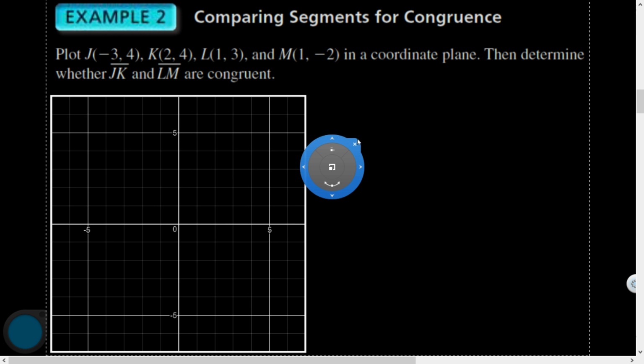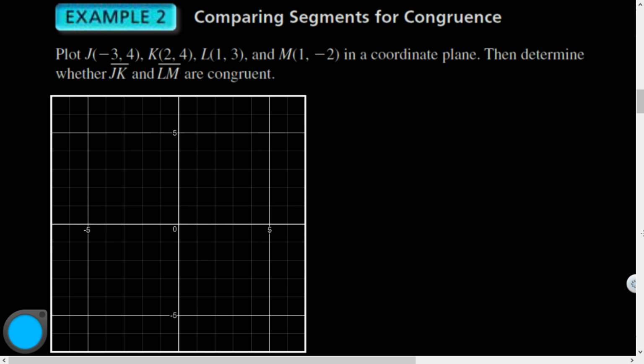So here's example 2. All right, plot. Oh, wow. Maybe we haven't plotted points in a while. Let's plot J at -3, 4. So here's a two-dimensional coordinate plane starting at the origin where the y-axis and x-axis intersect. The positive x-axis is over here. The positive y-axis is going up. And -3, 4, these coordinates are in the form x, y, right?